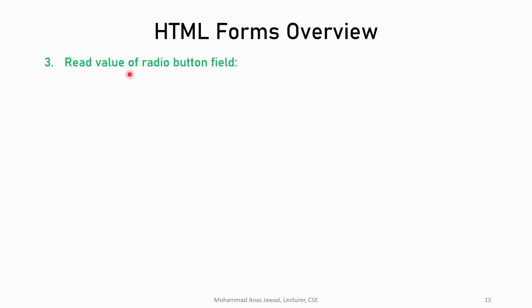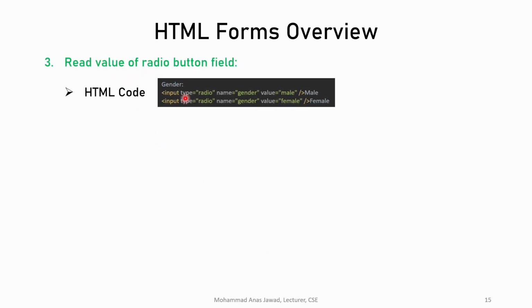Next, if we want to read the value of radio button field, the HTML code will look something like this, where we simply write radio for the type attribute, and the name has to have the same value. Okay. If we want to specify a number of radio elements under the same radio tag, then what we have to do is use the same name for them. Okay. So for the first radio button, we have given the value male, and for the second radio button, we have given the value female.